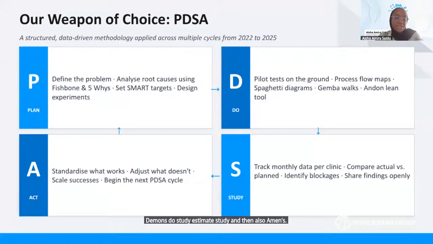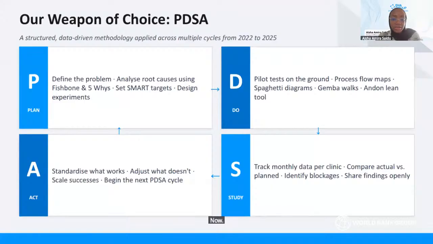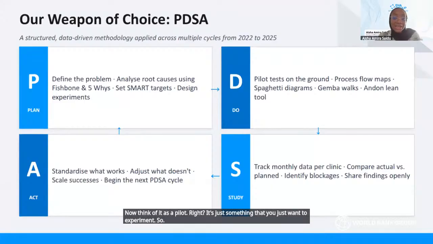So at the plan phase, this is where we define the problem, we analyze our root causes, we set SMART goals for ourselves, and we design what we want to experiment, right? Now think of it as a pilot, right? It's just something that you want to experiment. So you're not thinking to actually get something to perfection the first time.